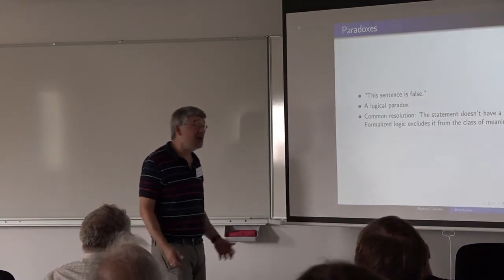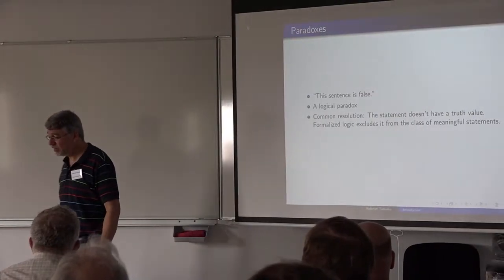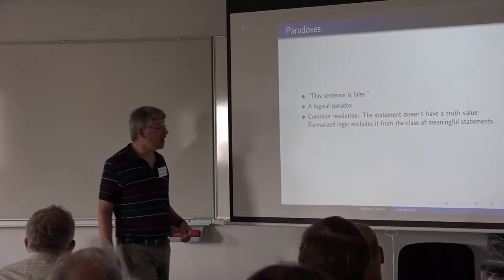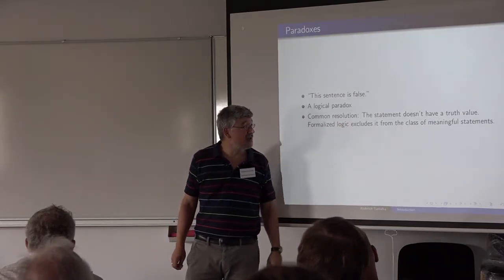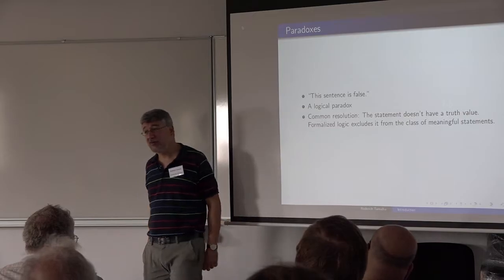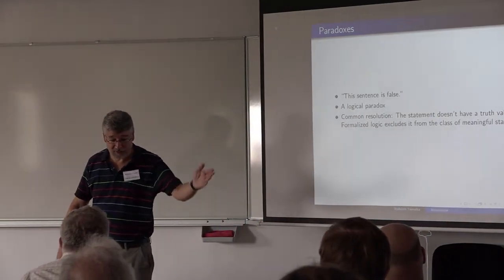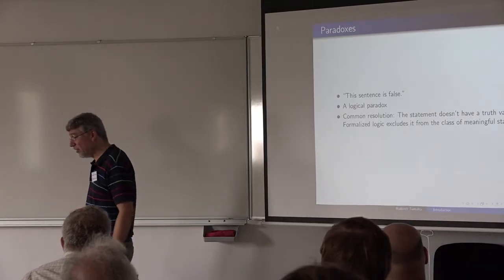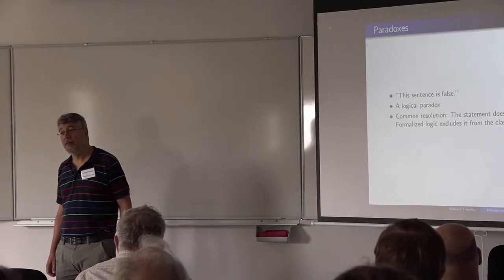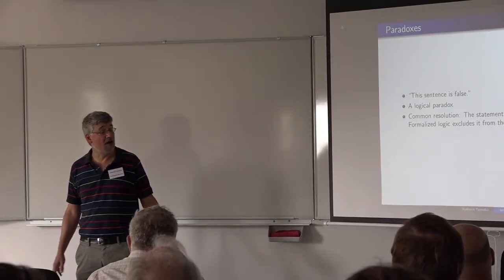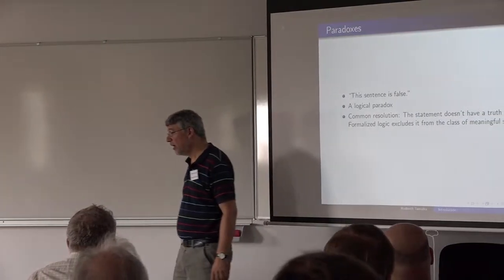What people usually say, maybe there are different ways of thinking about that, what the problem here is and how it gets resolved. What people commonly say is that the statement doesn't have a truth value. Well, obviously, truth value would mean to say it's true or it's false. Obviously, you can't do either. But people feel that there's not a problem because this is not an interesting sentence to begin with.